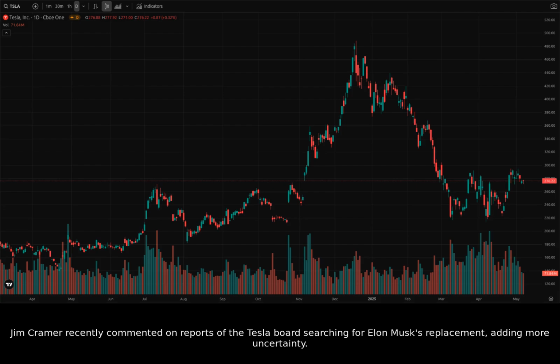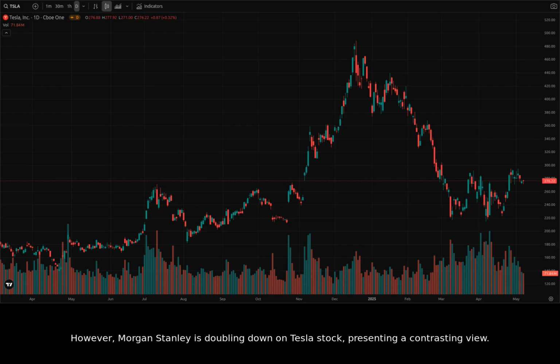Jim Cramer recently commented on reports of the Tesla board searching for Elon Musk's replacement, adding more uncertainty. However, Morgan Stanley is doubling down on Tesla stock, presenting a contrasting view. Other analysts have set price targets ranging from a very bearish $115 to a bullish $470 for the next year. There's even discussion about whether Musk's political involvement is affecting the brand.